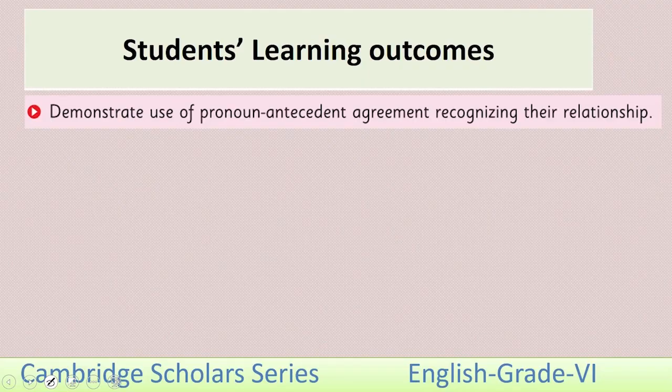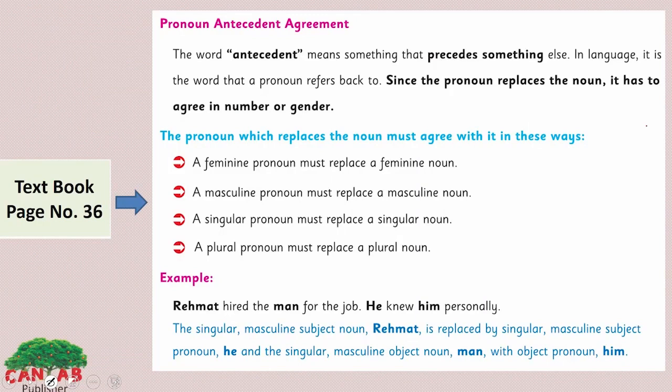Bismillahirrahmanirrahim. SLOs of this lesson are to demonstrate the use of pronoun-antecedent agreement, recognizing their relationship. First, we will discuss what pronoun-antecedent agreement is. In our previous lesson, we discussed possessive pronouns, personal pronouns, reflexive pronouns, and indefinite pronouns. So, you have a very good idea of all these four types of pronouns. So, let's discuss this one here.